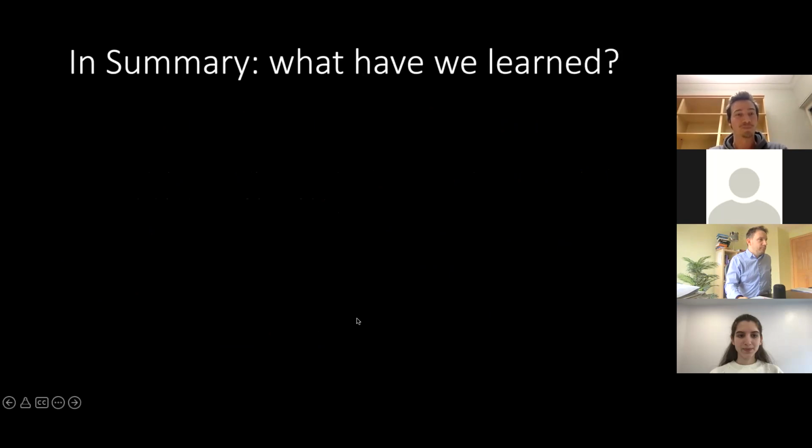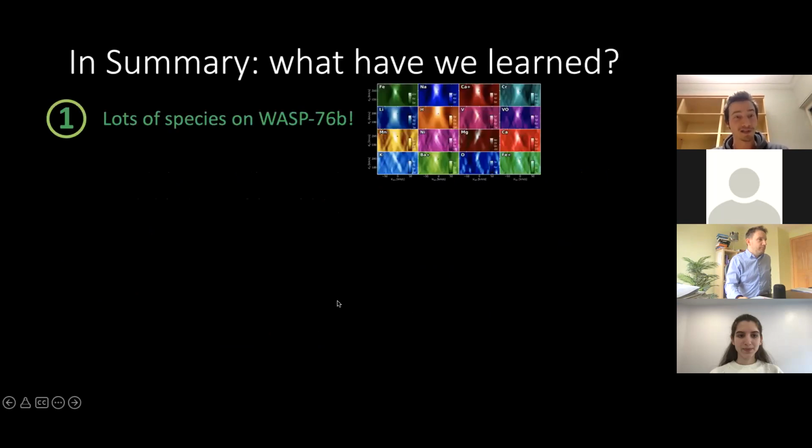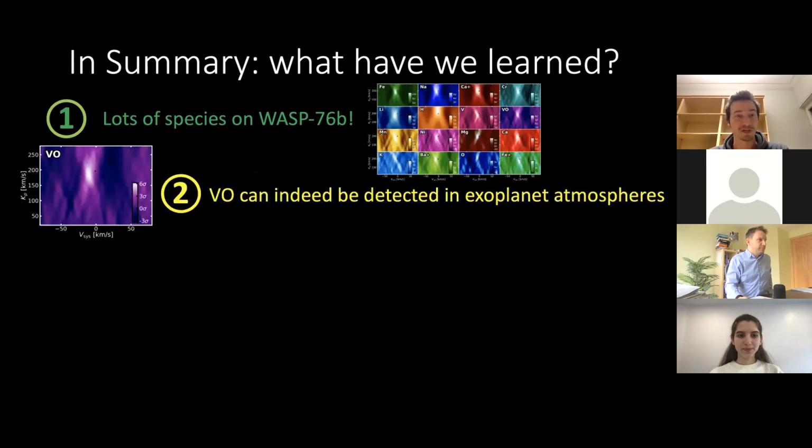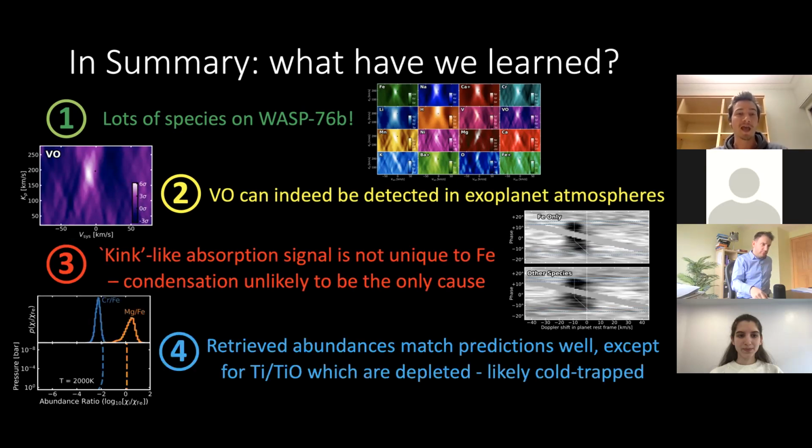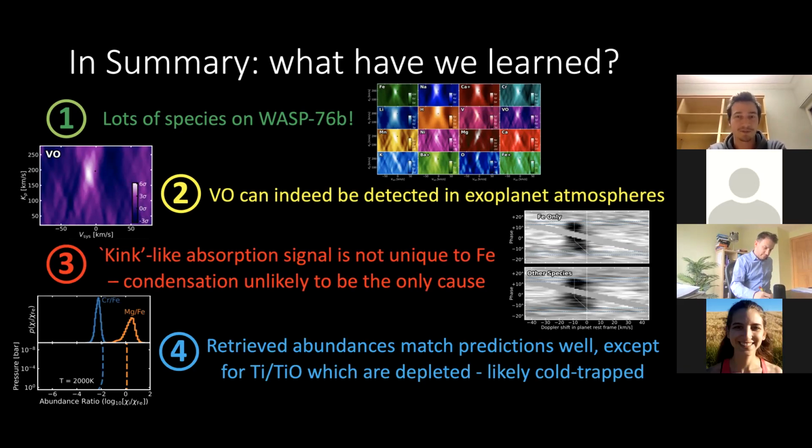So all in all, what have we learned? We learned that there are a lot of species on WASP-76b. We learned that VO, we've demonstrated that VO can actually be detected in exoplanet atmospheres at high resolution. We found that the kink-like behavior that was attributed to iron condensation may not be unique to iron, and it could be that something else is causing this kink. And we found that our retrieved abundances are almost always quite close to what we predict from our models, except titanium that is very severely depleted. So thank you, and I'll take any questions.